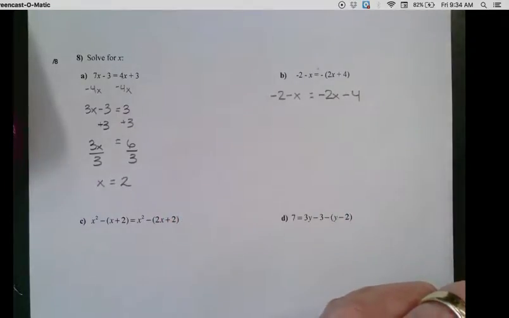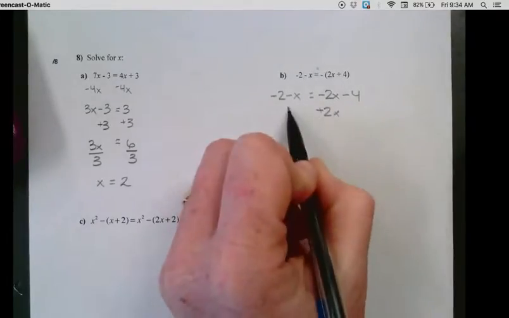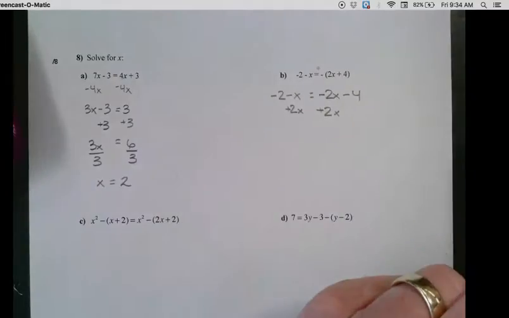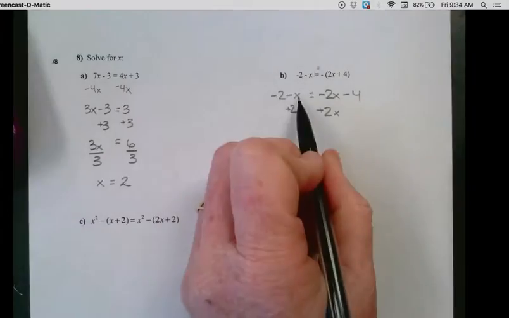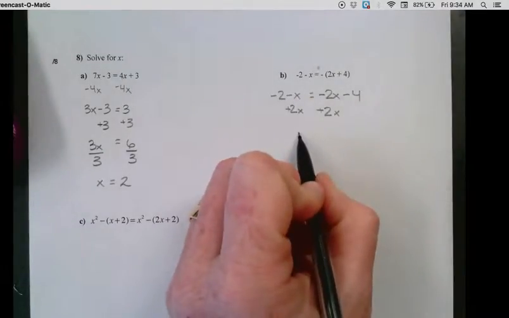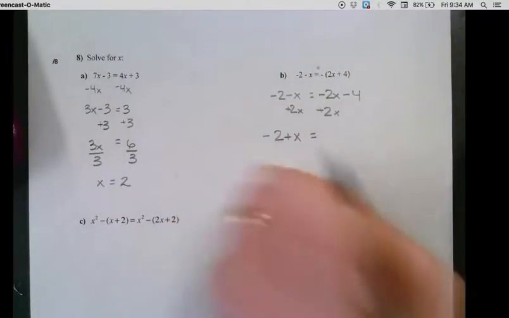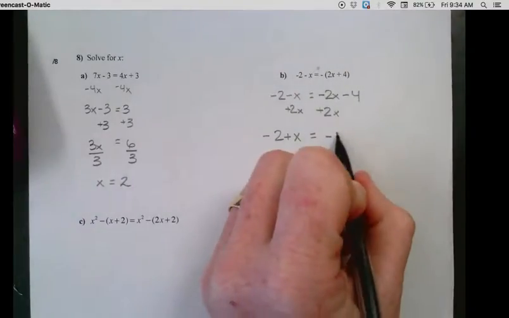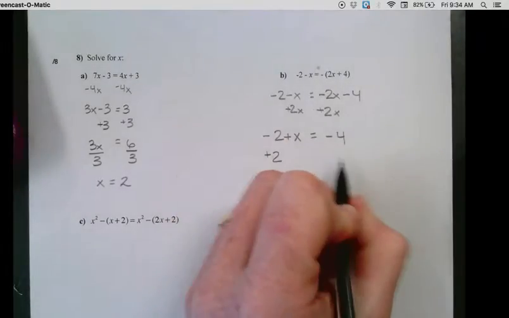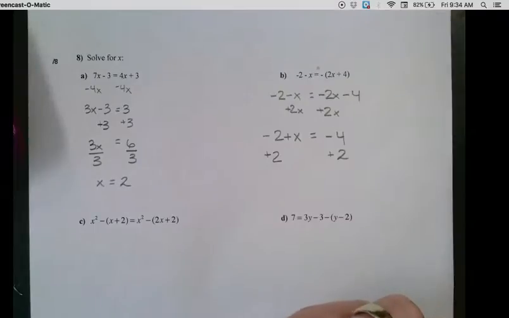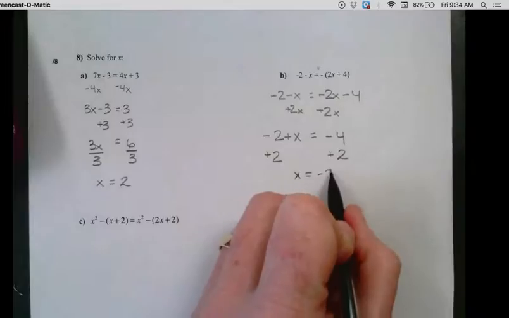Okay. All right. I want to get rid of these two negative x tiles. Add them to both sides. Zero pairs go away. I have a negative x tile and two positive, so I'm left with just one positive x tile. I still have those. Over here I have negative 4 still. Right. I want to get rid of this, so add 2. Zero pairs go away. I'm left with just x equals negative 2.